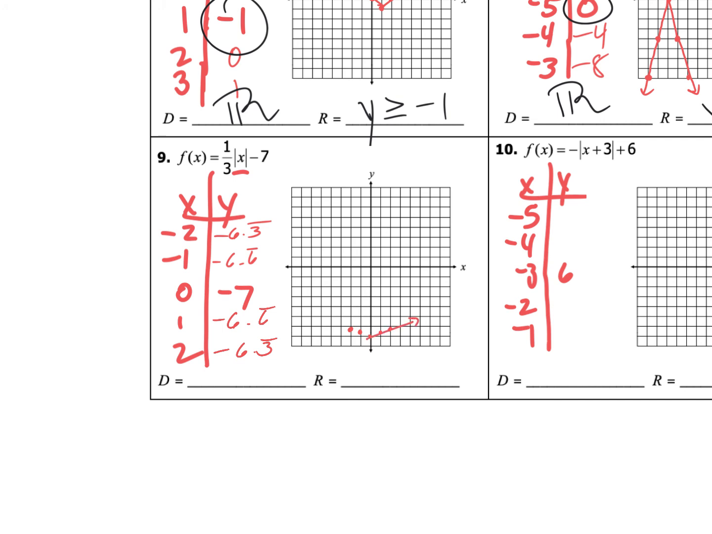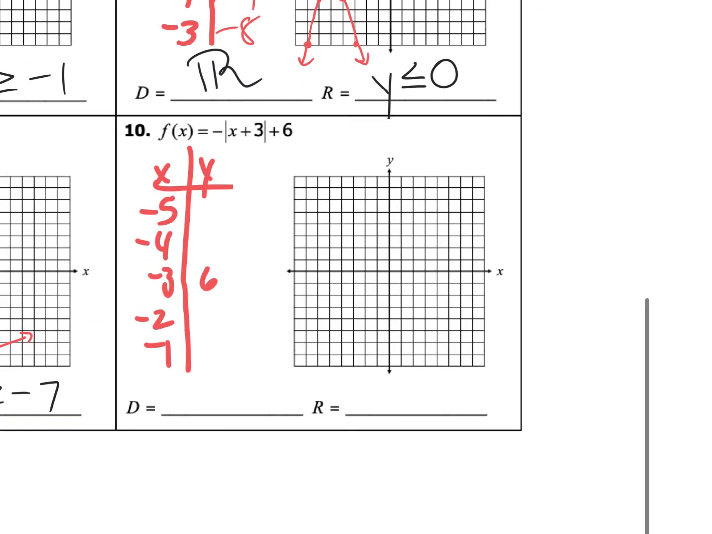But you can see that this graph, man, it really flattened out, which makes sense because our A is a fraction, it's less than 1. And the graph shifted down 7. Okay, domain, always all real numbers. It opens up, so y is greater than or equal to the y value of the vertex, negative 7.